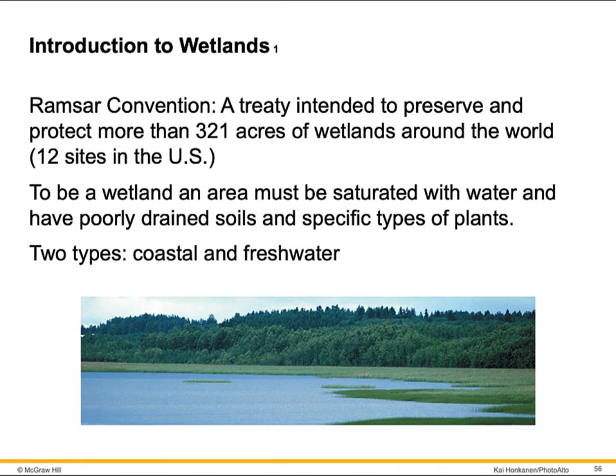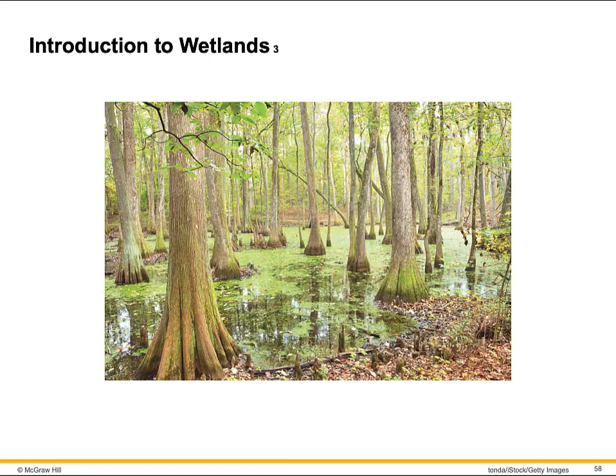The Ramsar Convention, a treaty that was intended to preserve and protect more than 321 acres of wetlands around the world. 12 of the sites are in the United States. To be a wetland, an area must be saturated with water and have poorly drained soils and specific types of plants. There are two types, coastal and freshwater. Marsh and a tidal marsh are continually inundated with water. They have no woody plants. A swamp is a wetland dominated by woody plants.